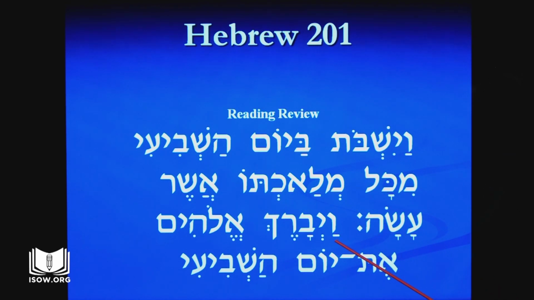Next word. Vayvarech. The chaf is on the end. The guttural sound. Vayvarech. Elohim. So, these two words here, once again, Vayvarech Elohim. And we're coming down to the next line.